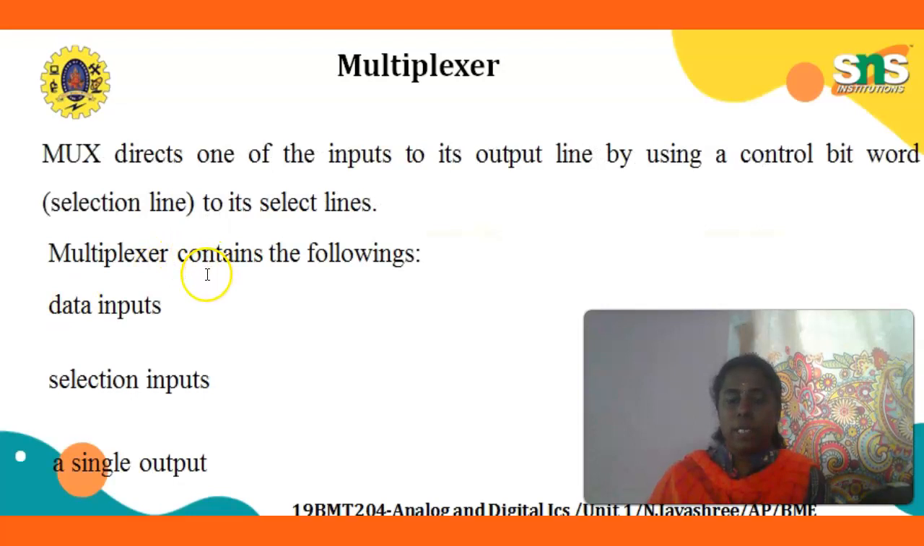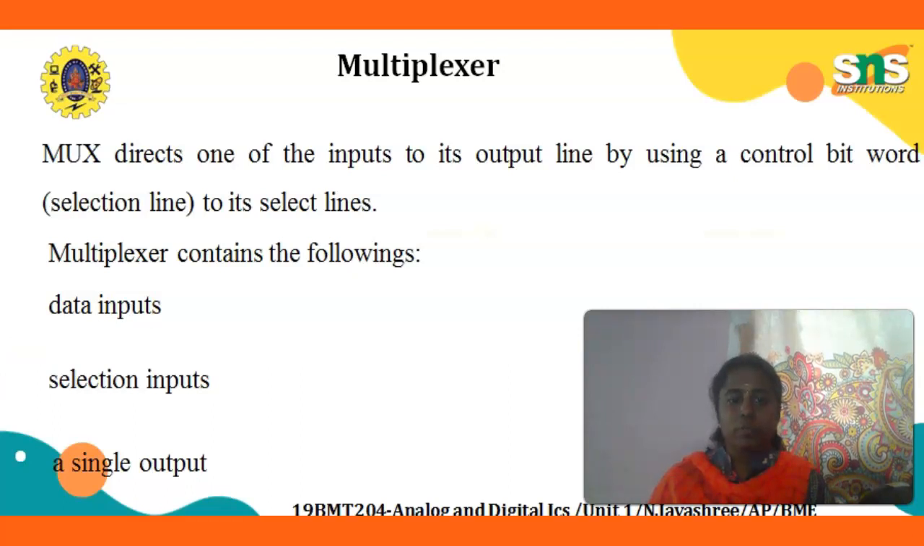The multiplexer directs one of the inputs to its output line by using a control word on its select lines. Multiplexer contains the following: data inputs, selection lines, and a single output. Data inputs are the many data received by the multiplexer, and the selector line is used to select which input data is given to the output. And the single output is the output line.